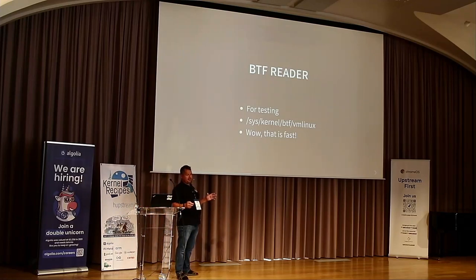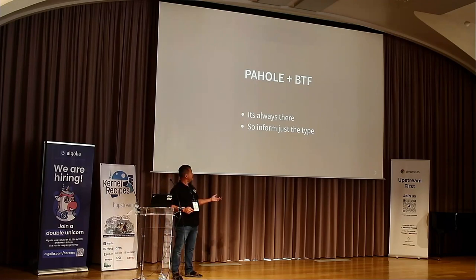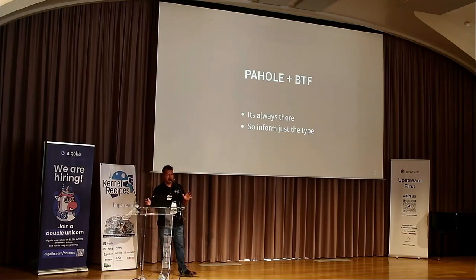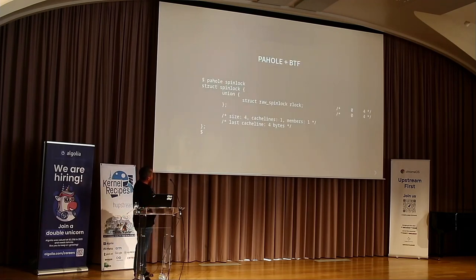So instead of pahole using DWARF, which is big, the interesting thing is that now you can use this file, and then you don't have to specify anymore where to get type information from. If you don't say where to get it from, it will try here. So now you do something like this: pahole spinlock_t, and it will say that it's a typedef struct spinlock_t. That's what spinlock_t is. If you do pahole spinlock, just this, it will use that file and will expand it like this.